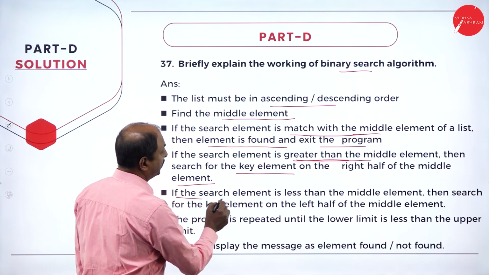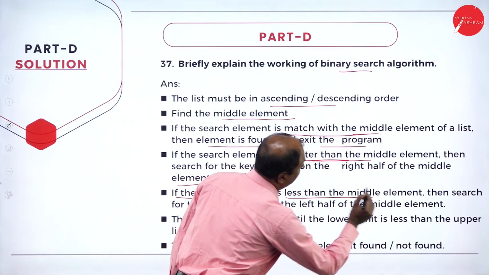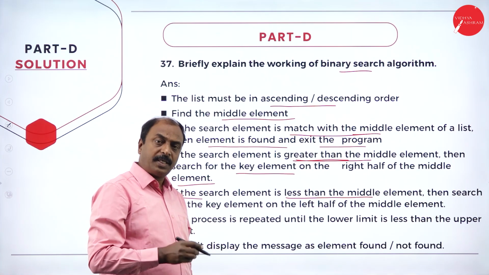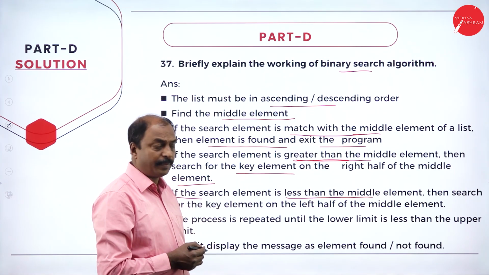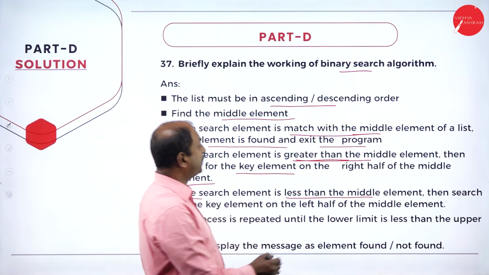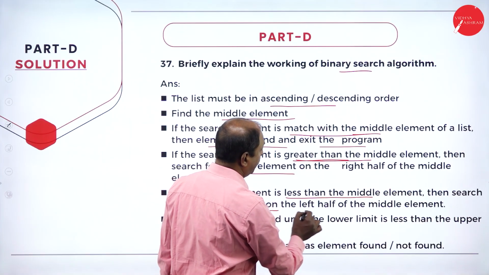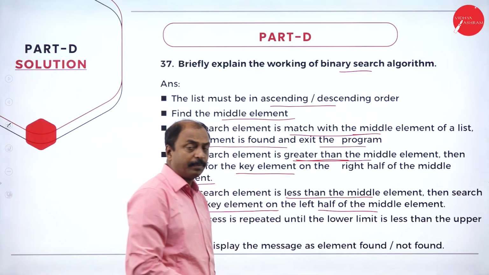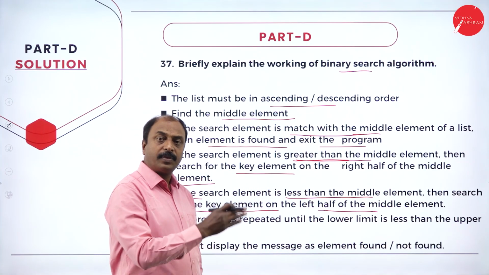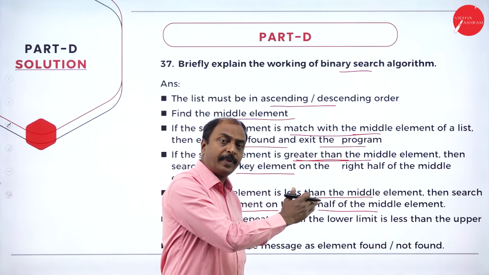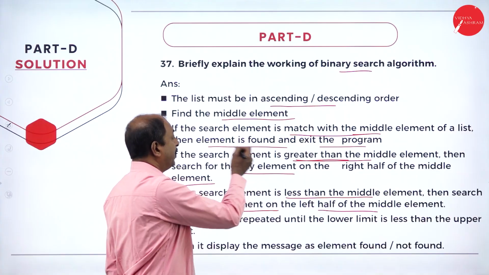Then the next step is if the search element is less than the middle element. So one more option is that the key element might be less than the middle element. So if the search element is less than the middle element, then search for the key element on the left half of the middle element. So from the left half of the middle element, in the sense from index 0 till the middle element, we have to search for the key element.